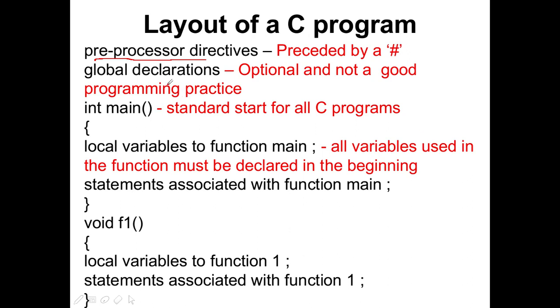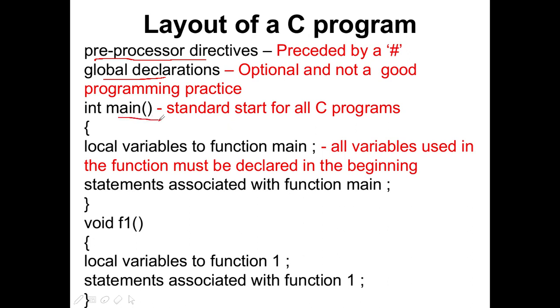And if you have any global declarations, generally we will avoid global declarations because it is not good programming practice, but the language by itself allows it. So if you have any global declarations, you have to make them in this particular place, and then you have to have this particular format. int followed by main. Any C program you write, there should be a main, and we will call this a function.